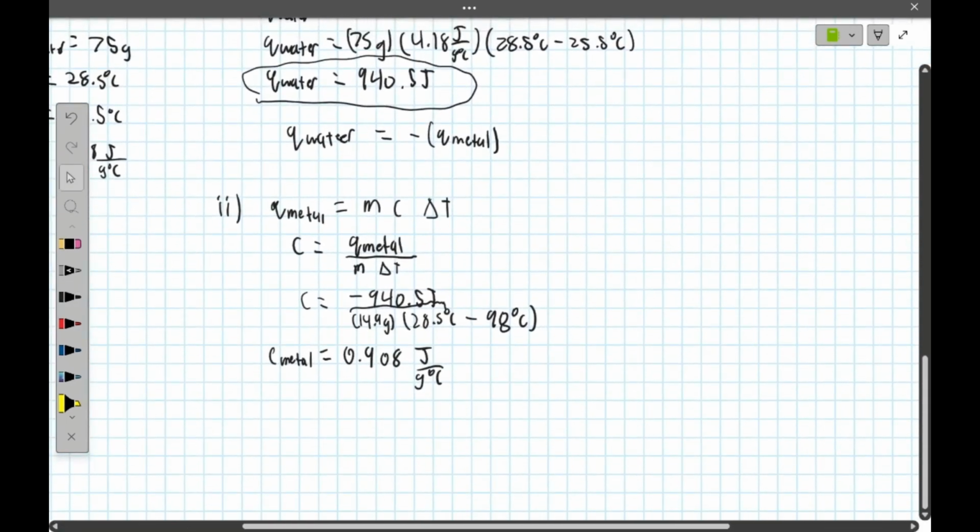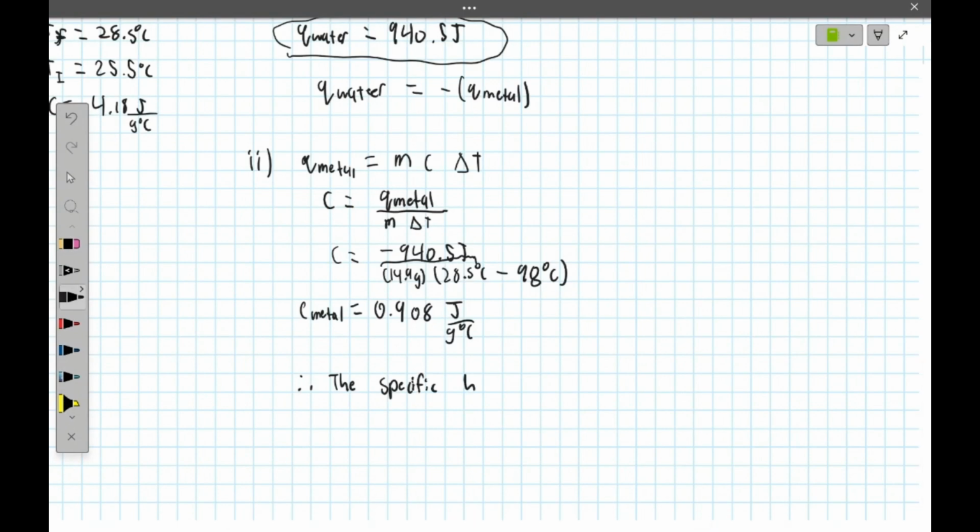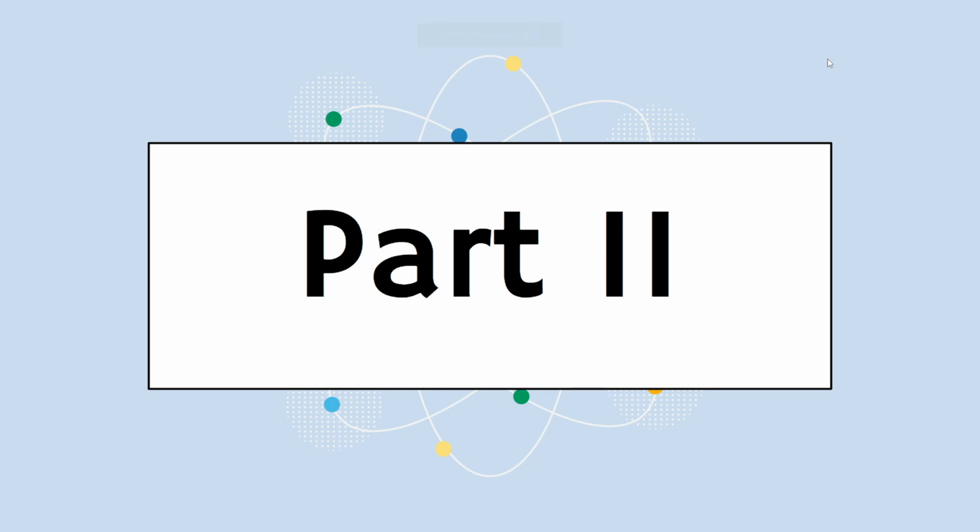So here's your answer. Therefore, the specific heat capacity of the metal is 0.908 joules per gram degree Celsius. Okay, let's continue on with part 2.